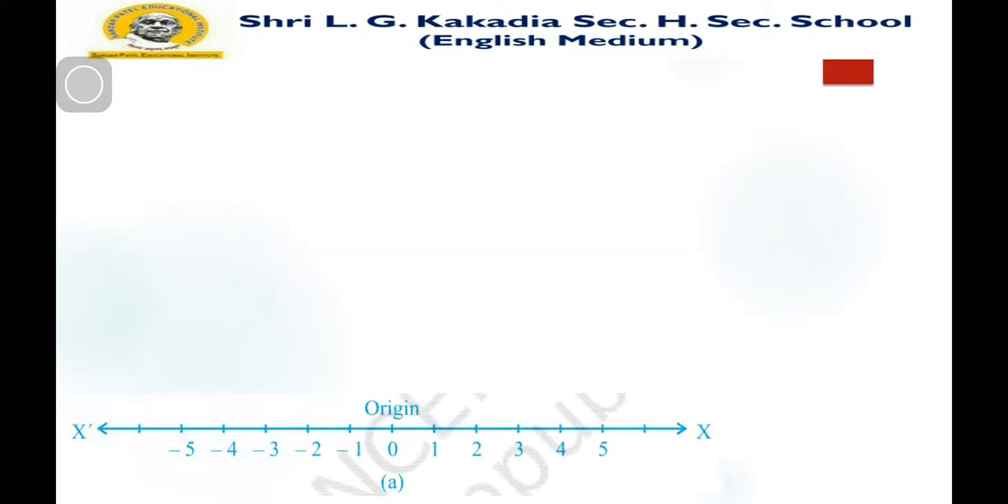About the horizontal line, let us denote the given line as x dash x. If we look to the right side of this line, then we find positive numbers. And if we look at the left side of this line, then we find the negative numbers. As it is a horizontal line, we can also take the vertical line, as you can see here. Let us denote it by y dash y.